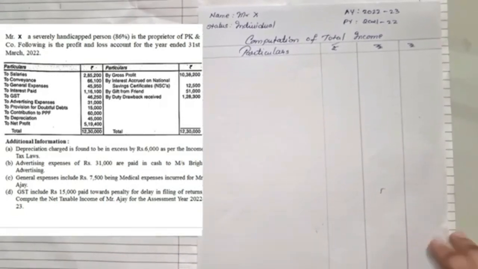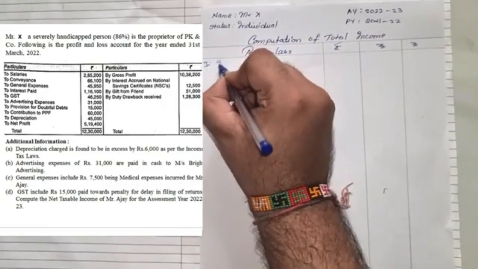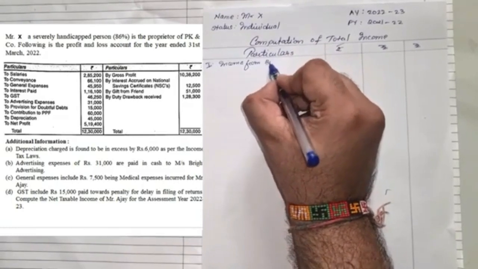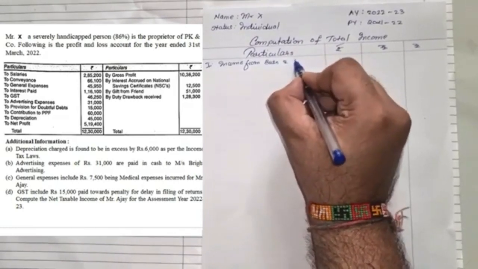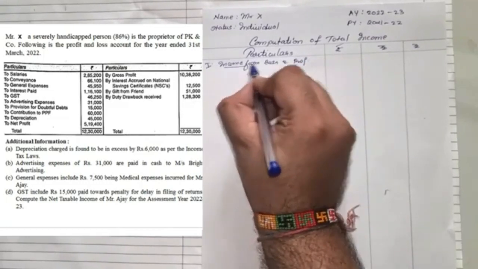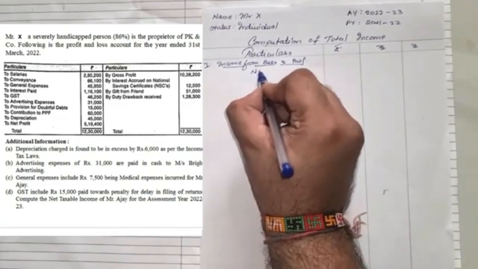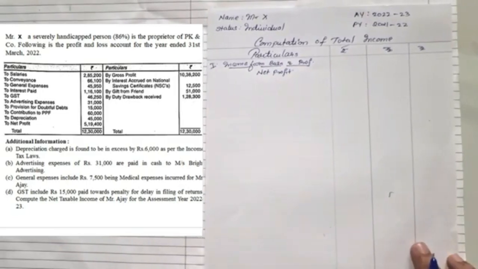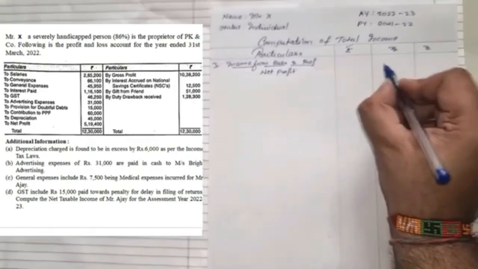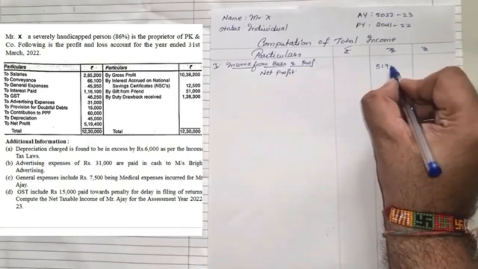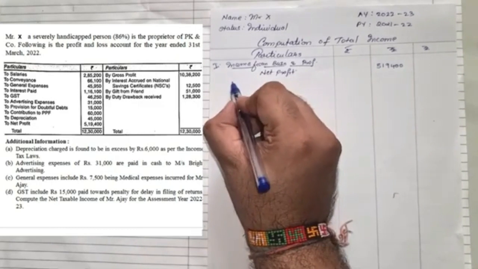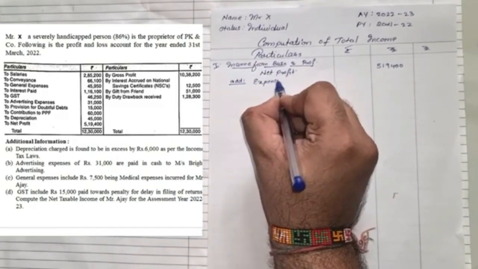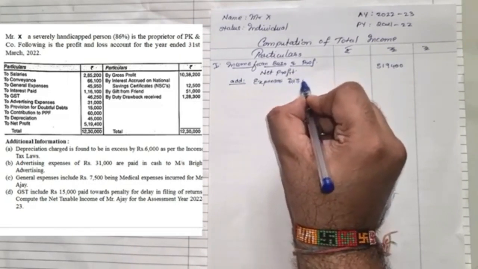So we will first put the heading number 1, income from business and profession. Okay, again your sum will always start with net profit. So in the question, the net profit is given as 5,19,400. Okay, after that we add all the expenses disallowed.